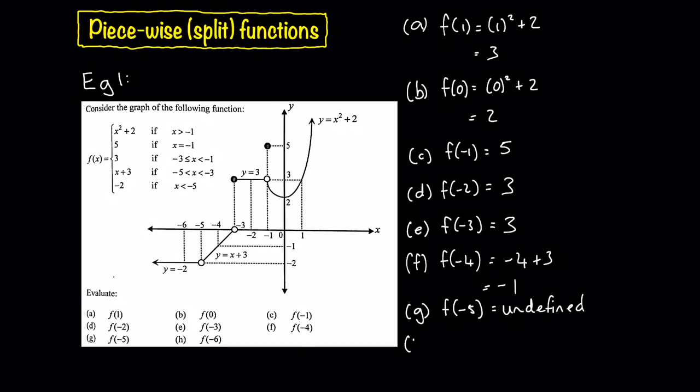And then lastly, H is asking us to define f of -6. And if we look where -6 is, we can see that -6 is on the line y equals -2. So that means it is -2.